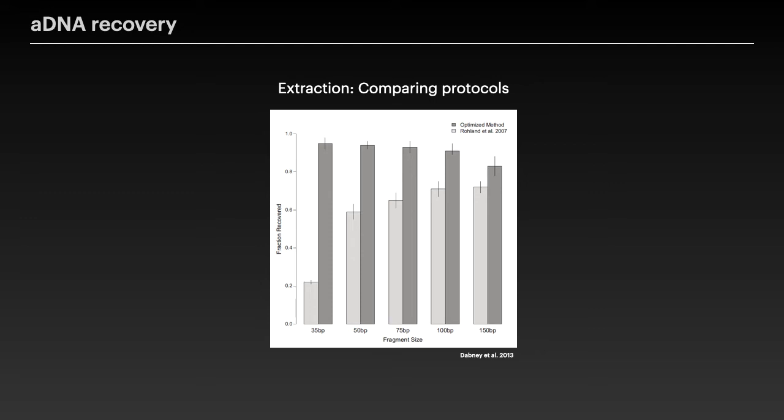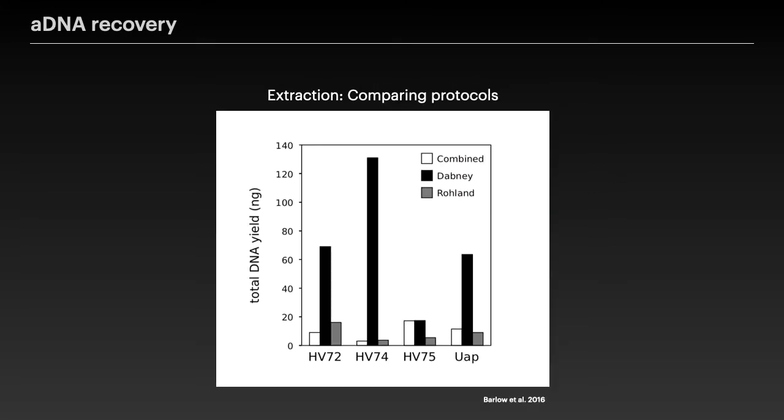I would like to show you another graph from a study done by my colleague Axel Barlow. He has further investigated this by estimating the total amount of DNA in nanograms from different extraction methods. Here they compared three instead of two methods. One is the original Rohland and Hofreiter method, the other is Dabney et al., and the third is some sort of hybrid between those two methods.